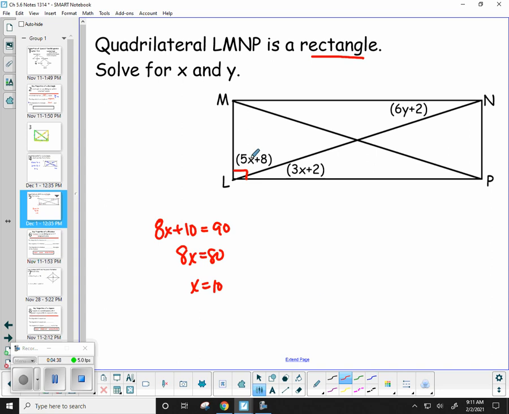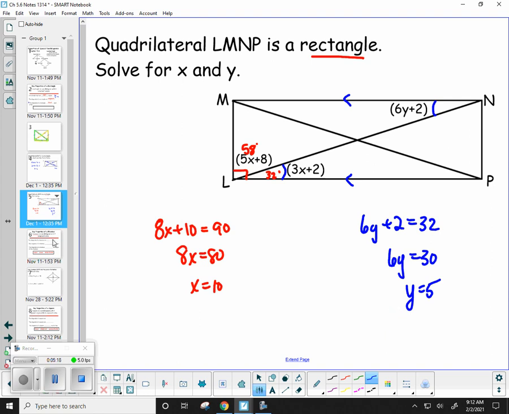Now that allows me to actually find the measure of those angles. If I plug that in, this would give me 10 times 5 is 50 plus 8, that's 58 degrees. 3 times 10 is 30 plus 2, that gives me 32 degrees. Now, to get y, this angle right here, keep in mind, we do have parallel lines, right? So these two angles have to be congruent because they're alternate interior angles. So that tells me that 6y plus 2 has to equal 32. Subtract 2, you get 30. Divide by 6, we have y equals 5.